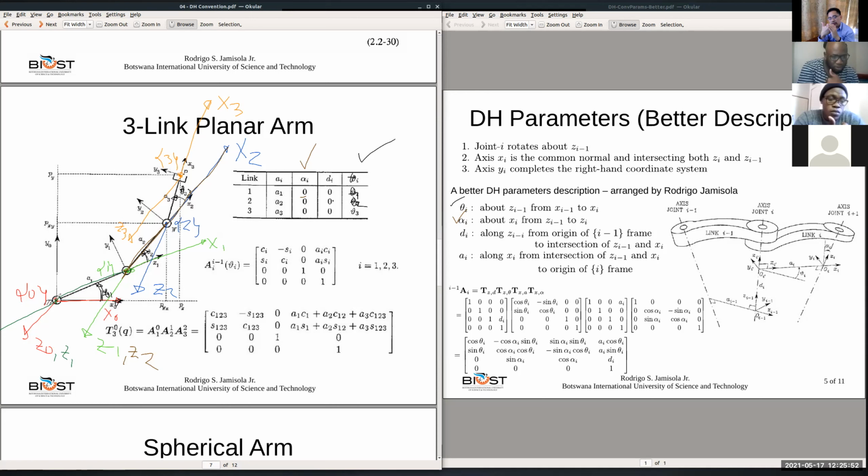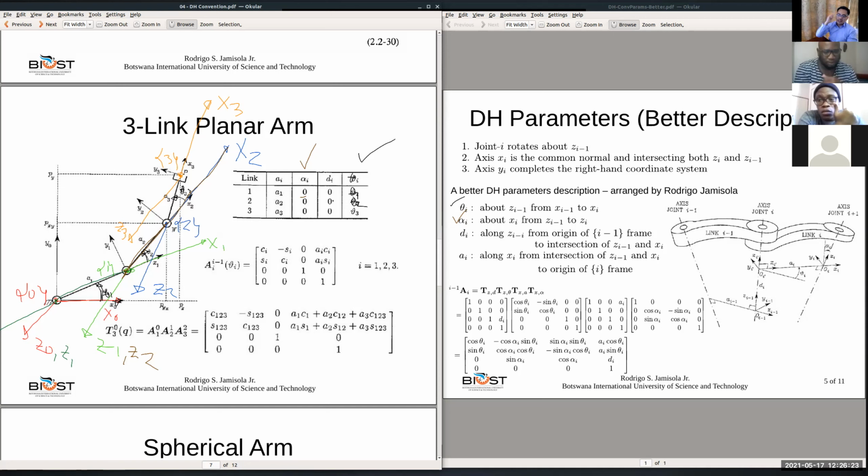Z0 is coming out of the paper. Okay, that is a plane. X1 is in the plane of the paper, and then Z0 is coming out of the plane of the paper. Now, the problem here is there's no rotation, so we cannot see. But if there was a rotation, Z0 going to Z1, it will sweep that rotation.